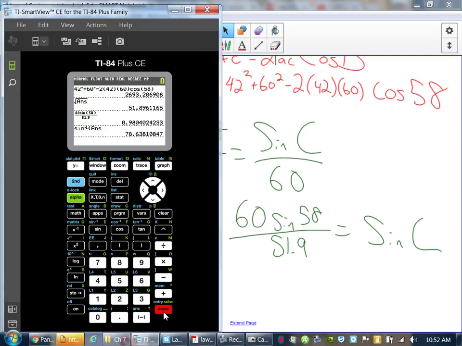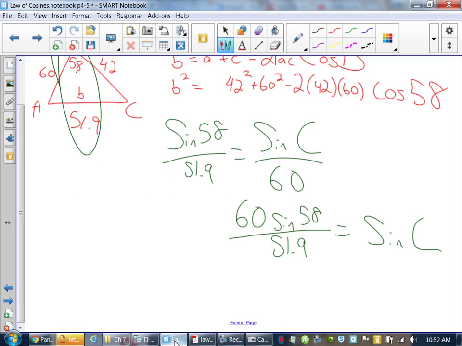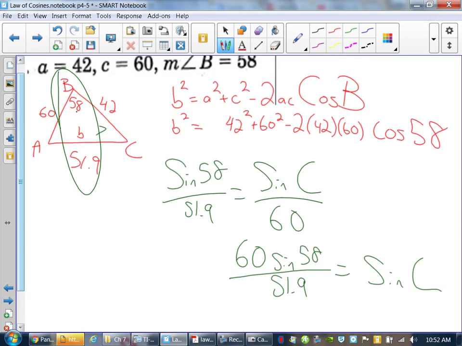So what do we got? 78.64. And then how many degrees are left to find angle A? All you have to do is subtract it out. I got like 40 degrees.